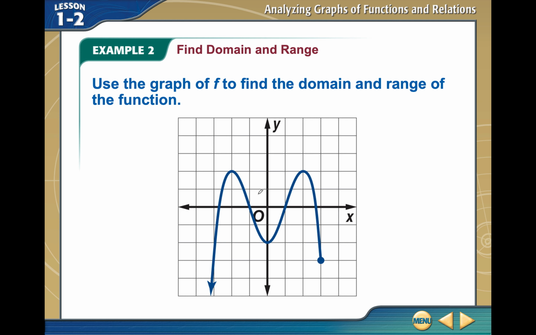To find the range, we now do the opposite kind of work. Instead of the vertical line, we could use the horizontal line test. We know that the horizontal line test shows us whether the function is one-to-one or not, but we could also use it to determine the range of the graph.